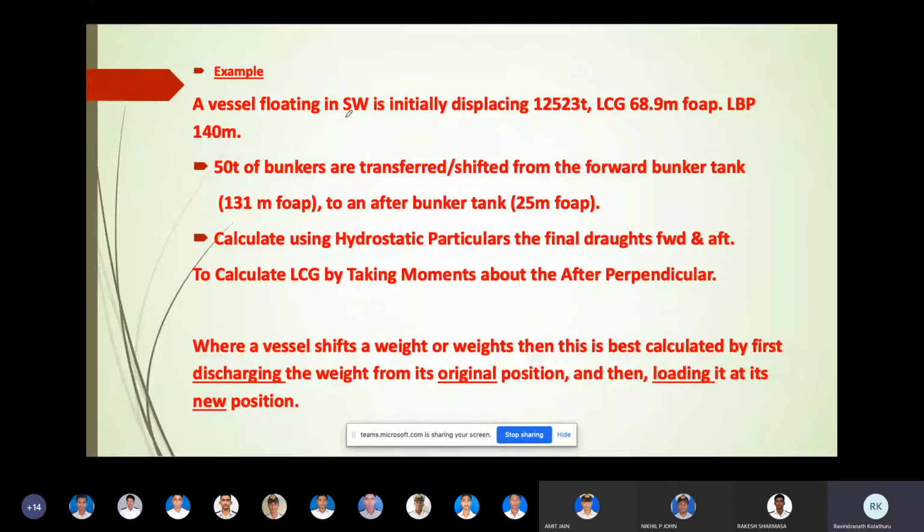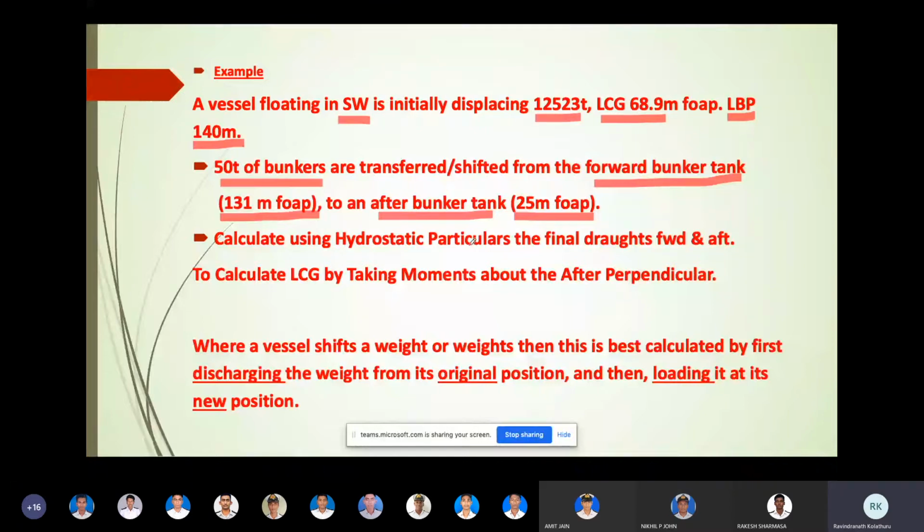A vessel floating in salt water is initially displacing 12523 tons. LCG is given to you. LBP is also given to you. Now here 50 tons of bunkers are shifted from the forward bunker tank, situated 131 meters FOAP, to an aft bunker tank situated at 25 meters FOAP. So we are going to shift 50 tons of bunkers from the forward tank to the aft tank, and the positions of both tanks are given to us.